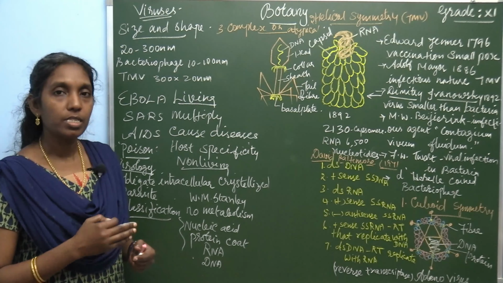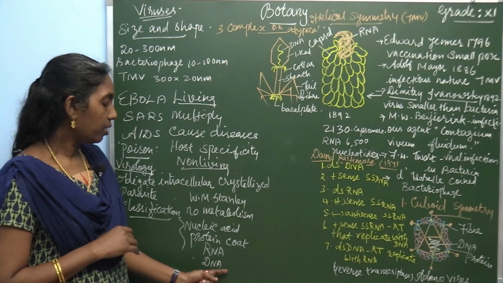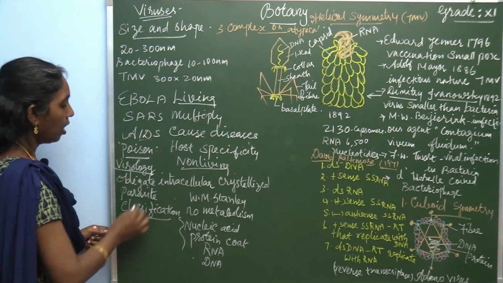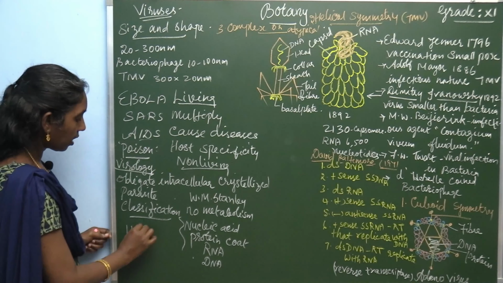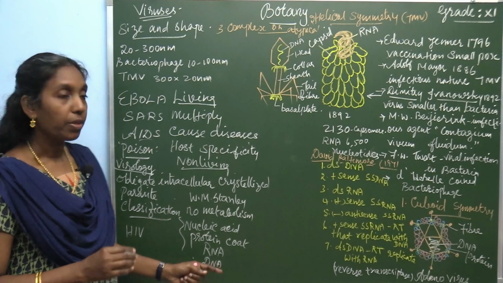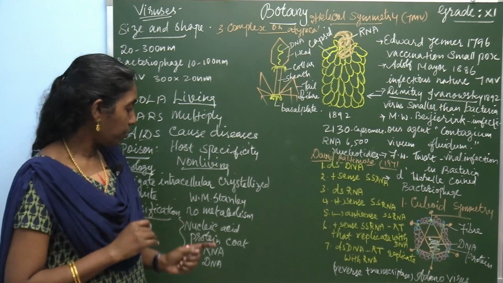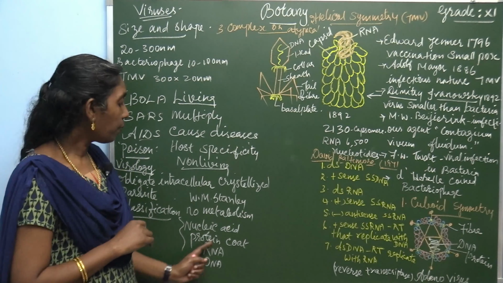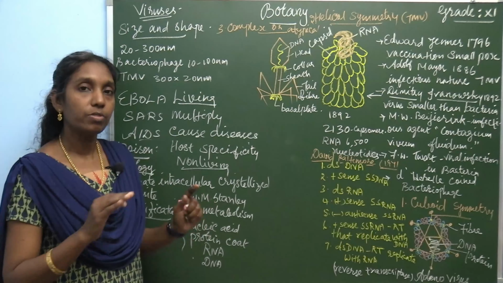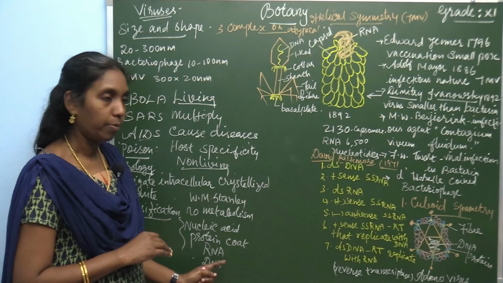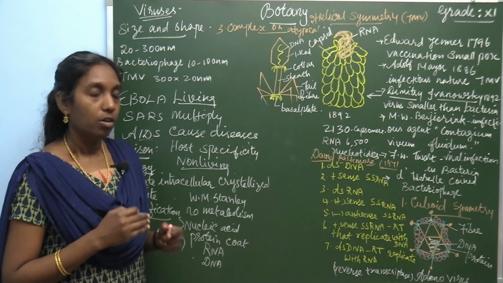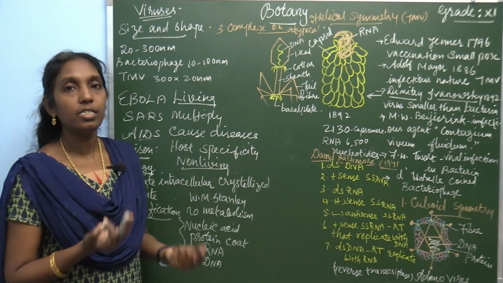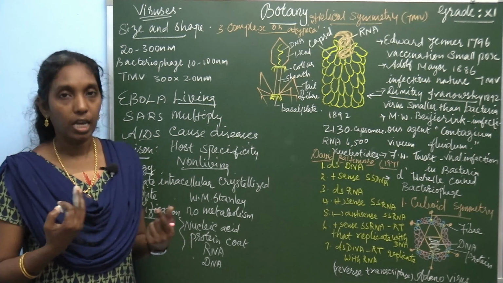But a few exceptions are there. Exceptions of DNA, animal virus: HIV. You all know this, AIDS, that is the HIV virus. HIV is an animal virus, but it possesses RNA as the genetic material. Likewise, all the plant viruses contain RNA as the genetic material, but there is a virus called cauliflower mosaic virus which possesses DNA as the genetic material. So, there are a few exceptions.